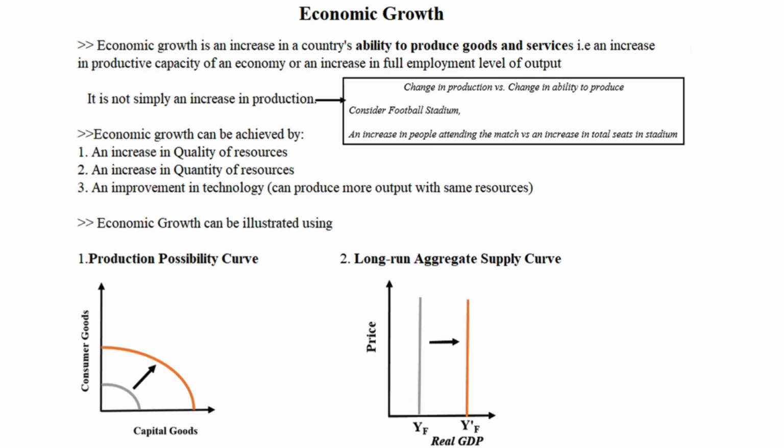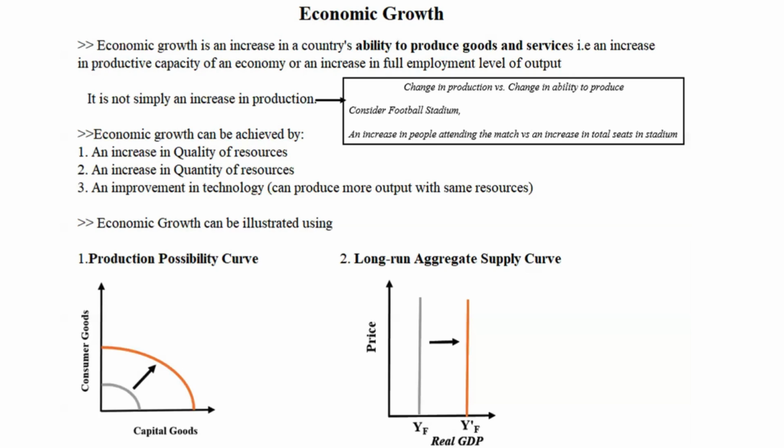In that case, if there's an increase in the number of people attending the match, that's just an increase in current production. But if there's an increase in the seating capacity of the stadium, then that will represent economic growth. Now, economic growth can be achieved by an increase in the quality or quantity of your resources or an improvement in technology, as that would allow you to produce more output with your existing resources.